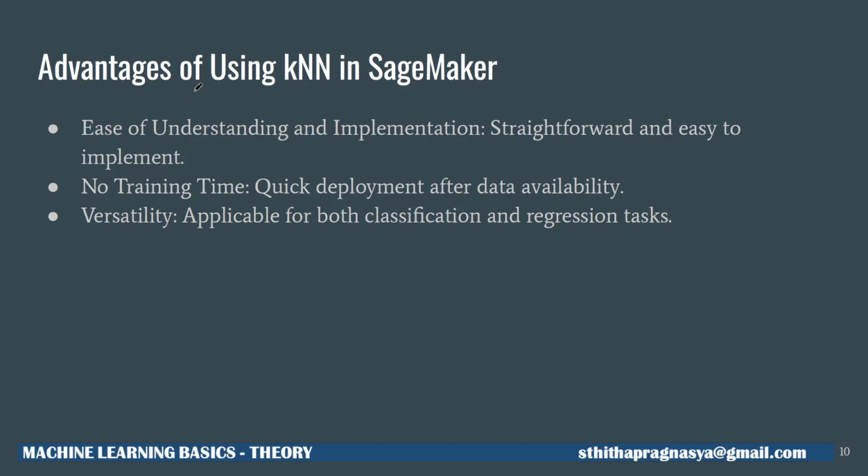But what are the advantages of using kNN in SageMaker? kNN is straightforward to understand and implement, making it an excellent choice for beginners and for situations where interpretability is important. Since kNN doesn't require a traditional training phase, it can be quickly deployed once the data is available. And it can be used for both classification and regression tasks, making it a flexible choice for a wide range of applications.